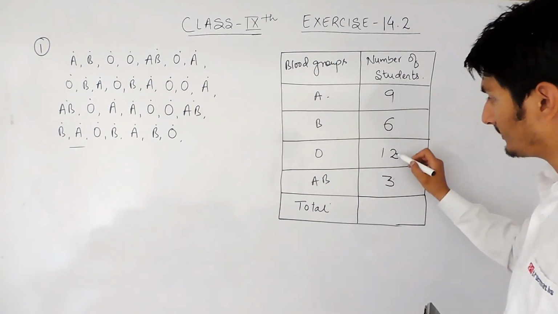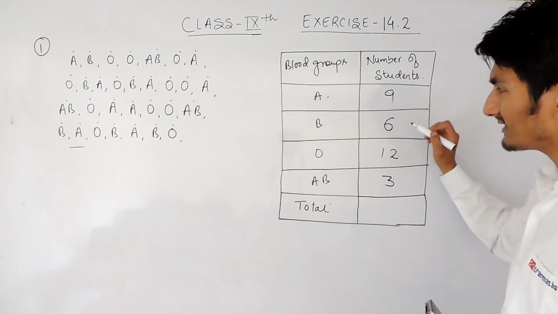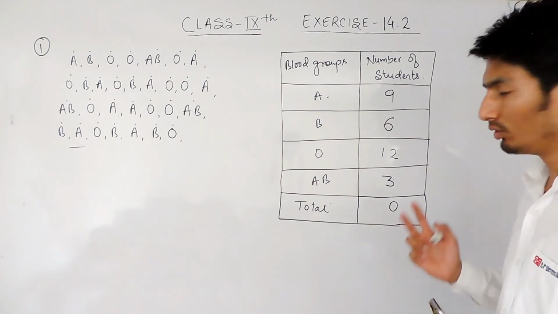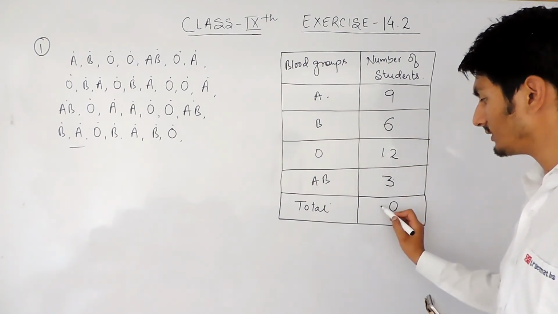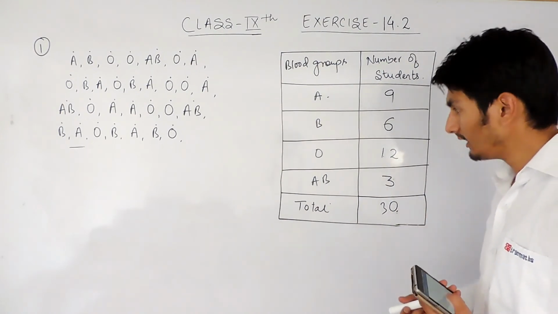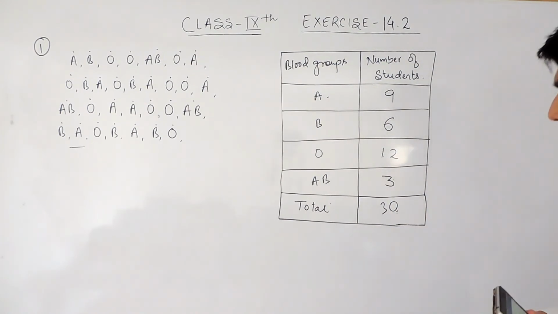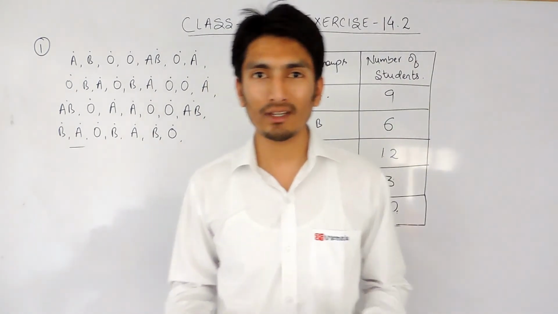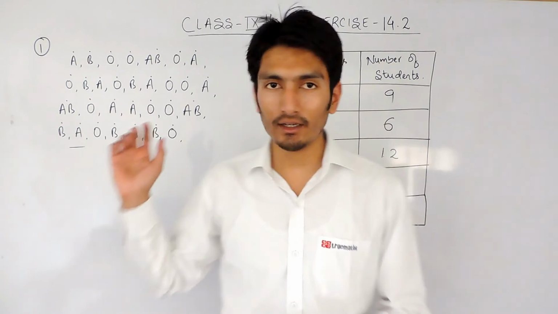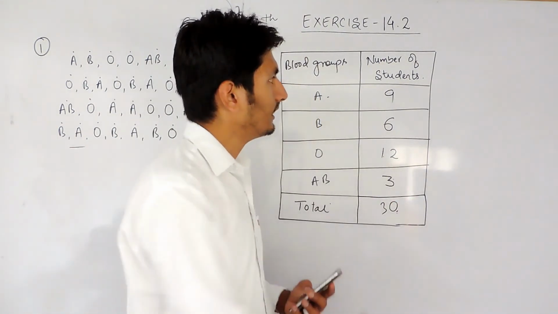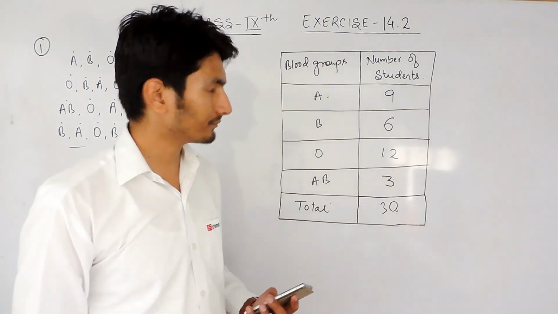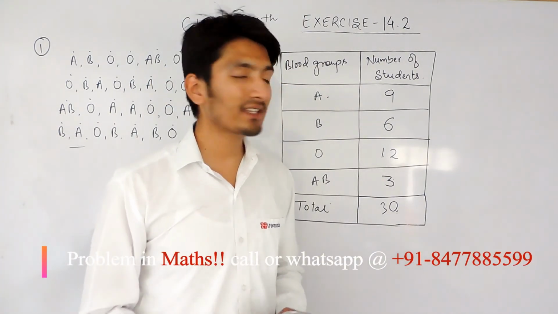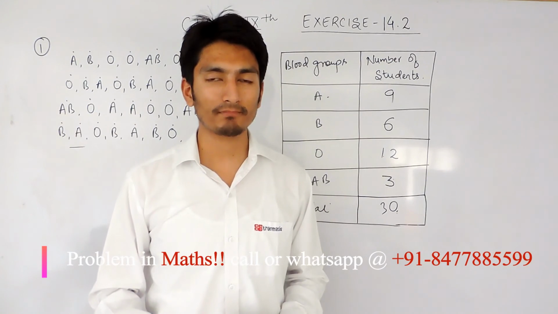Let's count them. 3 plus 2 is 5, 5 plus 6 is 11, 11 plus 9 is 20, plus 12 is 32? No, the total is 30 — so obviously the total number of students should be 30 for this particular question. So this is how you can convert simple data into a frequency distribution table. And in the next question we will see how to represent these in frequency distribution. Thank you.